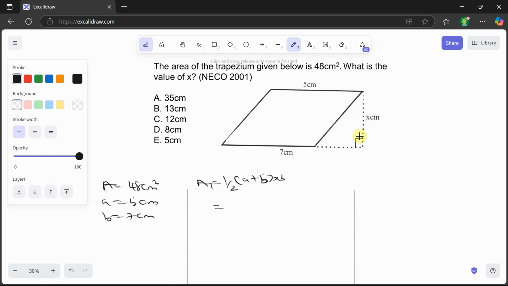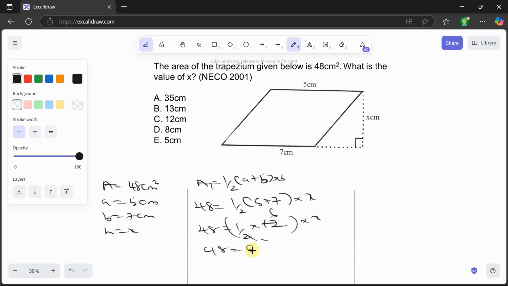This perpendicular height, you can see the right angle. So our h is x. So that would be 48 is equal to half times (5 plus 7) multiplying x. So 48 is equal to half times 12, then times x. 2 here 1, 2 here 6. So 48 is equal to 6x. And if I divide both sides by 6, my x will be equal to 8 centimeters.